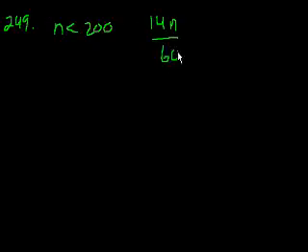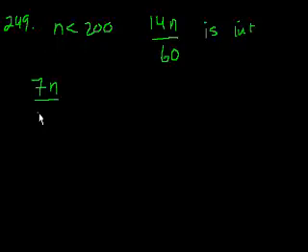If n is a positive integer less than 200, so n is less than 200, and it's positive and an integer, and 14n over 60 is an integer, so that means 14n is divisible by 60, then n has how many different prime factors? So let's simplify this first. Divide the top and the bottom by 2. This is also saying that 7n over 30 is an integer.